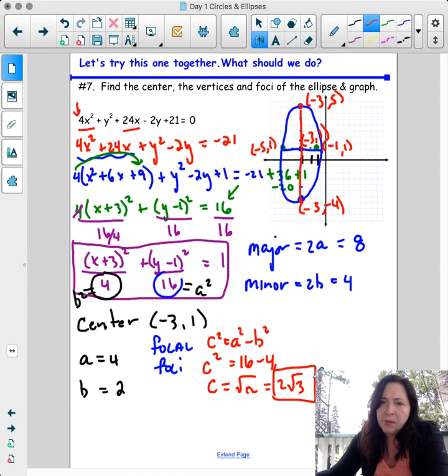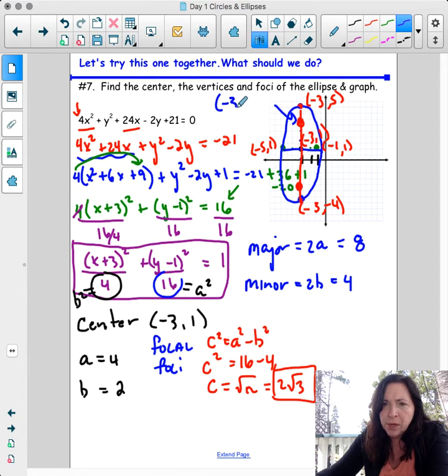And lastly, for my focal points, you're going to be putting them on your axis here and here. But to get there, remember, you're going to have to add that value. If it's on the y-axis, you're adding that value to the y coordinate. So for this point right here, which is my focal point, it's going to be -3, 1 plus 2 root 3, because you have to add that to your y coordinate.